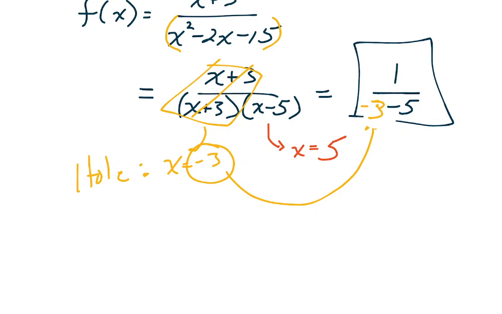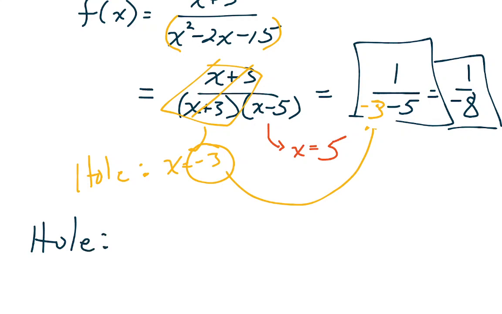It's just the y value that you get when you plug in negative 3. And look, it's negative 1/8. Now, what just happened here? Well, I found a bad number. It's negative 3. And make sure that you realize that x equals negative 3 is still going to give us the position for the hole in the graph.